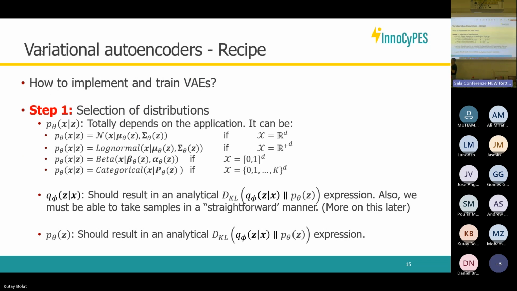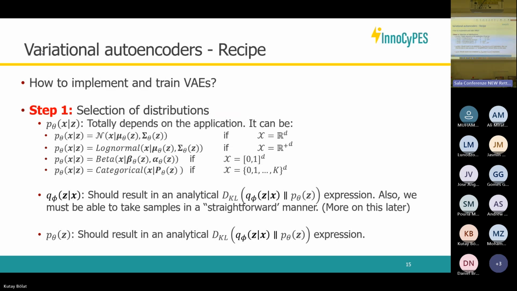Then, how to implement and train VAEs? Here's the recipe. First, we have to select distributions. It totally depends on the application. It can be Gaussian, log normal, beta distribution, categorical distribution. It depends on what kind of data you are dealing with, right?